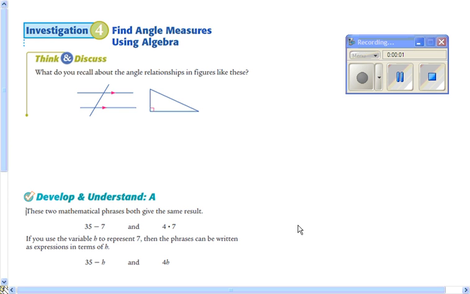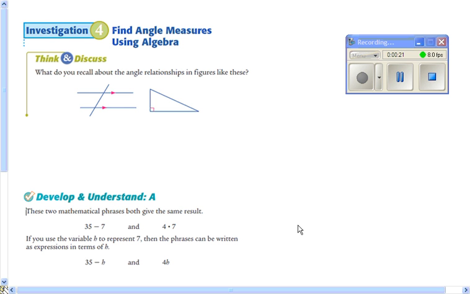Hey students, this is lesson 514. We're going to actually learn how to write equations to represent problems and how to simplify and solve them. Let's start here with this think and discuss. What do you recall about the angle relationships in figures like these? We're going to need these.